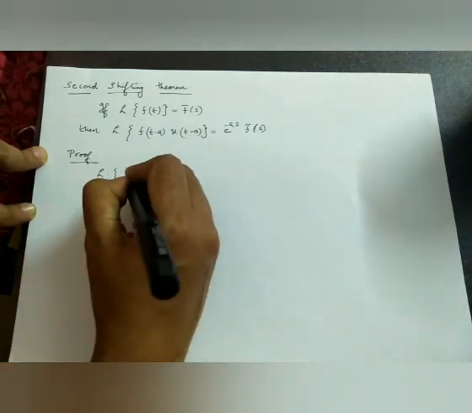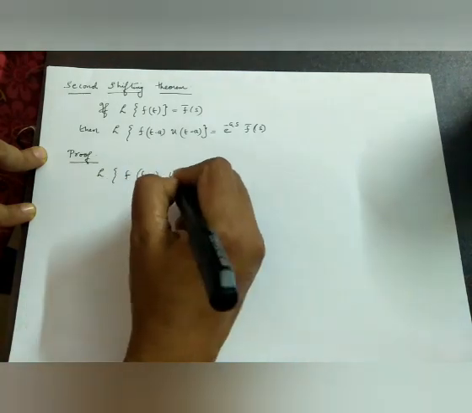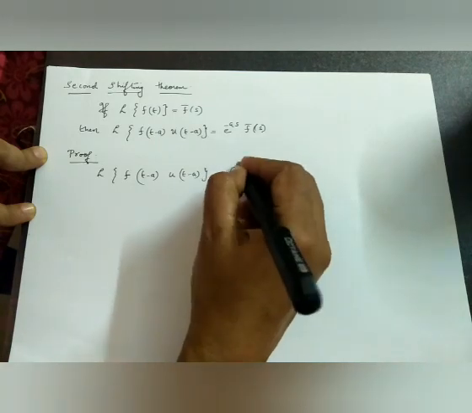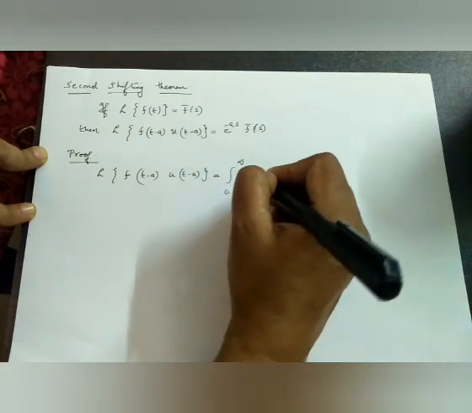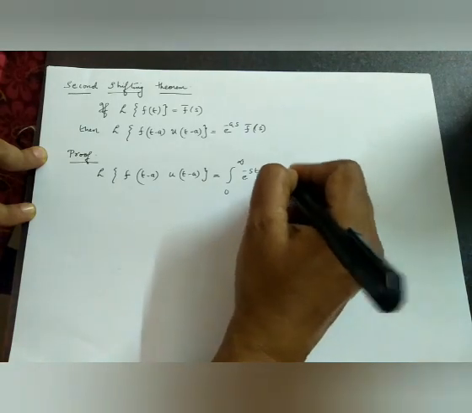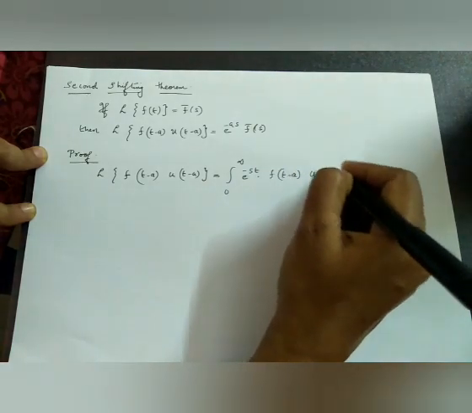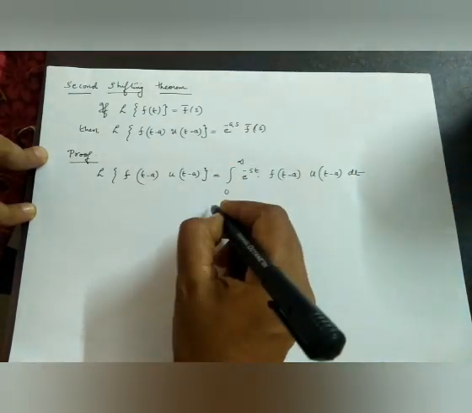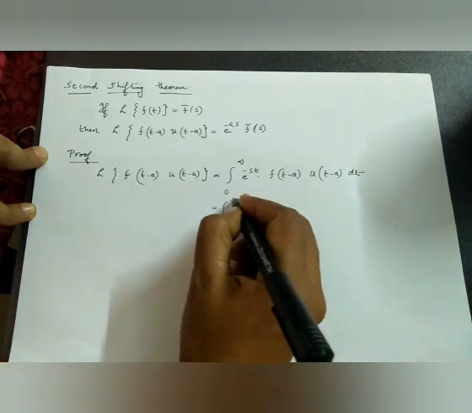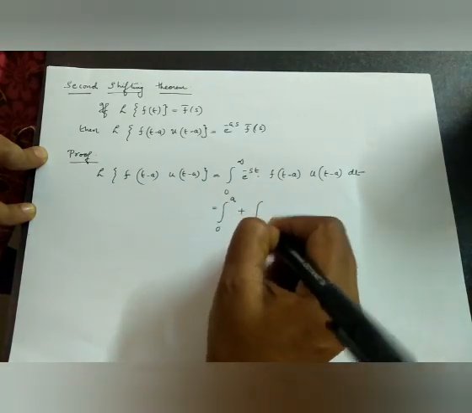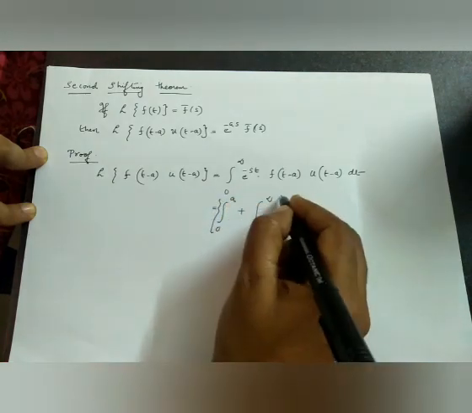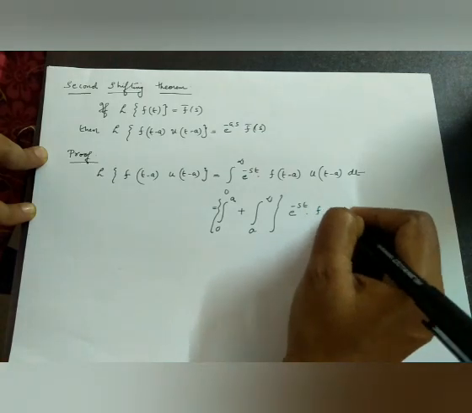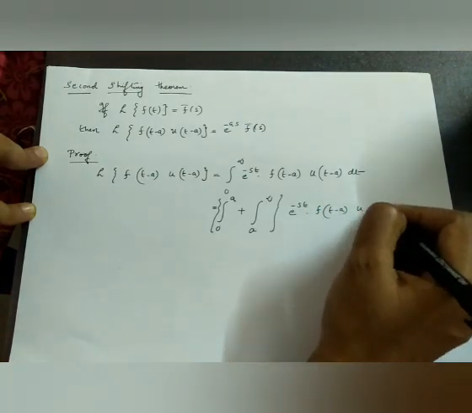Laplace transform of f of t minus a into u of t minus a is equal to the usual formula, integral from 0 to infinity e raised to minus st. In the place of f of t we have f of t minus a, u of t minus a, with respect to t. Here we will divide the integral from 0 to infinity into 2, that is from 0 to a, then from a to infinity of e raised to minus st, f of t minus a, u of t minus a dt.